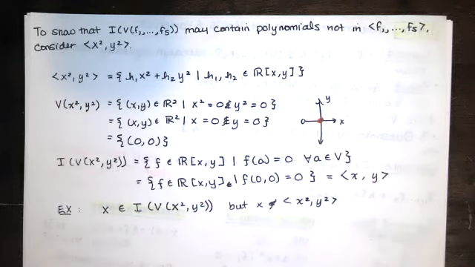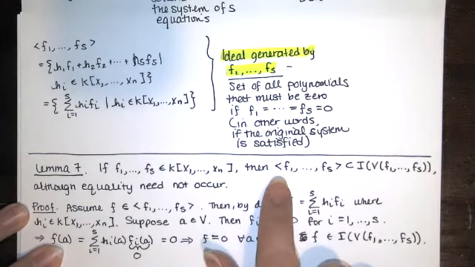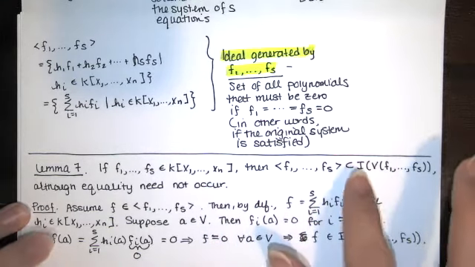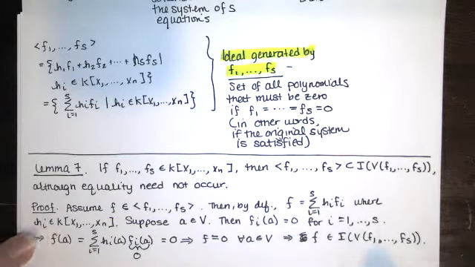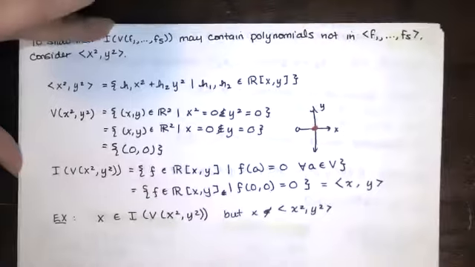But for now, we have the one result, lemma number 7, that says that if you have some polynomials f sub 1 through f sub s in the polynomial ring, then the ideal generated by those polynomials is always a subset of the ideal of the variety defined by the polynomials. But the ideal of the variety could be strictly larger, and you can kind of see why it has nothing to do with those exponents.